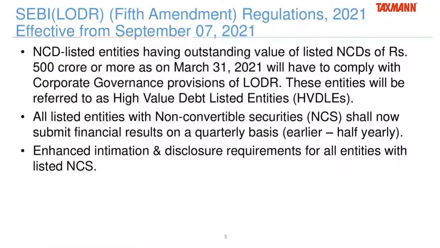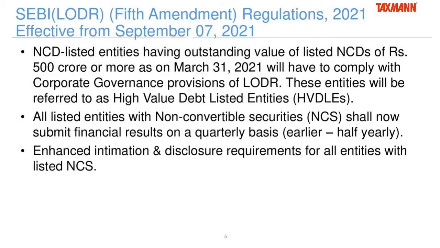So the LODR 5th Amendment Regulations 2021 is effective from September 7th, 2021. The first question is whether these changes are applicable from the second quarter or from the next quarter. In my view, the answer is pretty clear: the changes are effective on the date of notification, that is 7th of September 2021, and therefore this should be applicable for the September quarter, that is Q2, also. It will be difficult for a company to take a position that it's applicable from the third quarter.